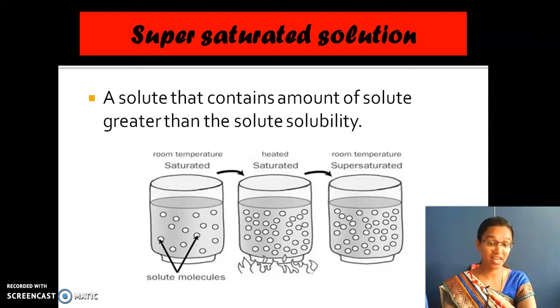Listen children, it is not there in your book, just make a note of it, okay? A solution that contains an amount of solute greater than its solubility. So greater than its saturation, it is able to dissolve, no? It is called supersaturation. See here, first a few is dissolved in it, it gets saturated, that's all. After that it cannot dissolve anymore. Now you are heating it and it gets dissolved. It is called supersaturated. Okay.